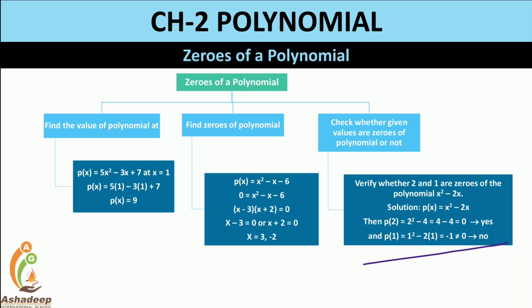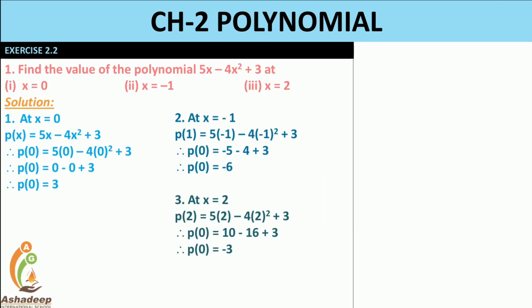Okay, now let's move ahead. Exercise 2.2, find out the value. This is the first question. Find out the value of the polynomial 5x minus 4x square plus 3 at x is equals to 0, minus 1 and 2. So first x is equals to 0.